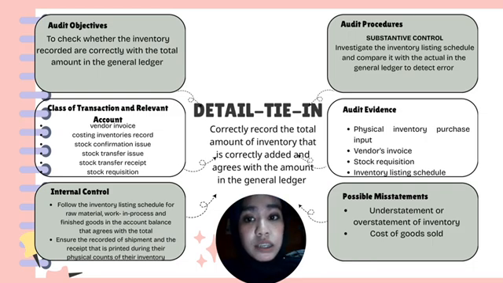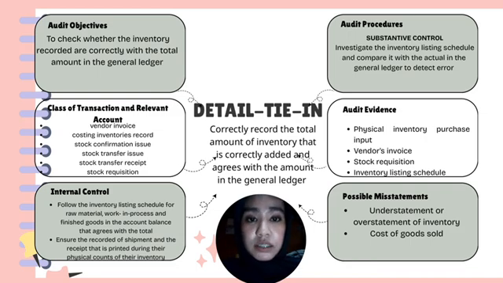The first one is vendor invoice. Next is costing inventory record, stock confirmation issue, stock transfer issue, stock transfer receipt, and stock requisition. For internal control, the first one is to follow the inventory listing schedule for raw material, work in process, and finished goods in the account balance that agrees with the total. Next is to ensure the recording of the shipment and the receipt that is printed during their physical counts of their inventories.